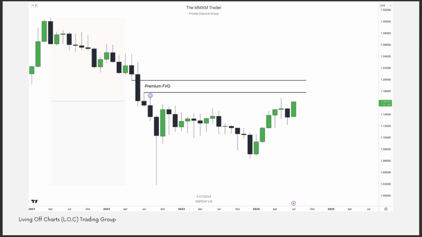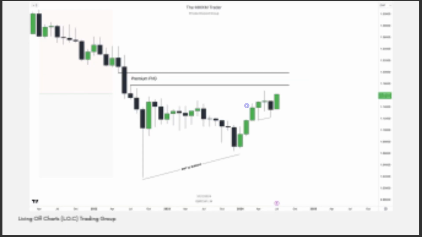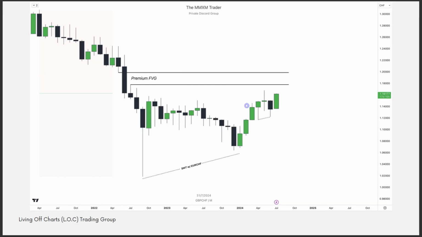What is the draw on liquidity? We are still in discount and price is drawing near a premium fair value gap in premium. So that is our draw on liquidity. What is important next? First and foremost, we will need SMT as well, right? So we know smart money has their hand in the market and it makes for a higher probability continuation.